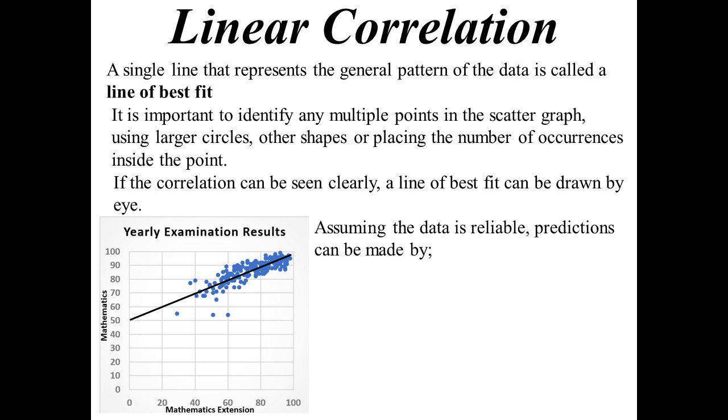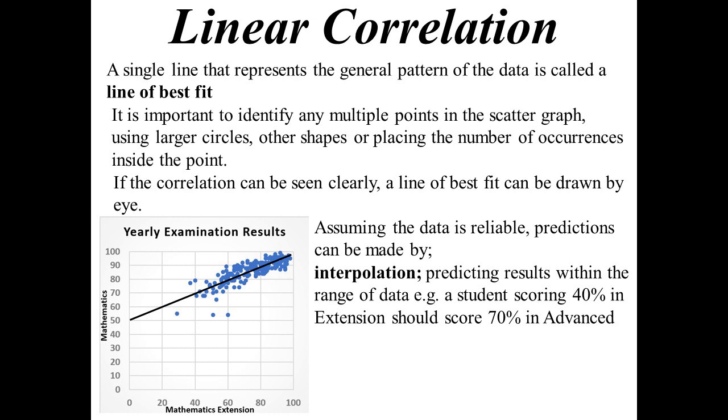There's 2 different types of predictions. There's one called interpolation. So you might have heard that expression, I'm going to interpolate the information. Interpolation is where you're making a prediction within your range of data. So for this one here, the example I used is, I could predict here that someone that scored 40% in extension probably scored 70% in the 2-unit paper. Now I can do that because it's within the range of my data. So that's what you call interpolation.